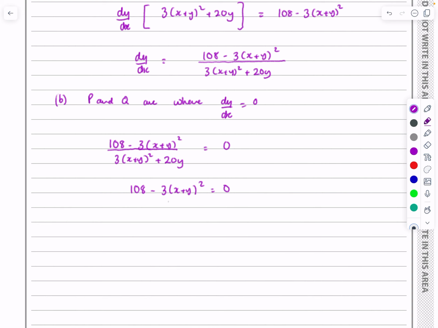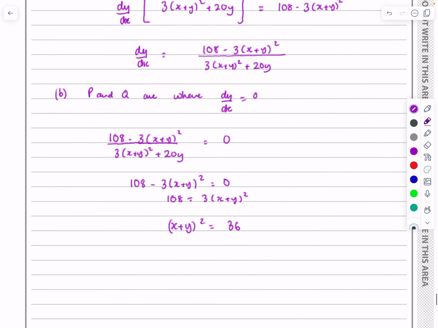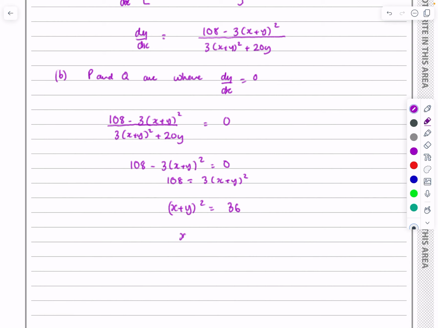We can get 108 equals 3 times (x plus y) squared. And then from that we can also get that (x plus y) squared is equal to 108 divided by 3, and 108 divided by 3 is going to give me 36. So we've given ourselves one piece of information there. The other information we can say from that then is that x plus y is equal to 6. Obviously, if we tidy that up, we get x plus y is equal to 6.